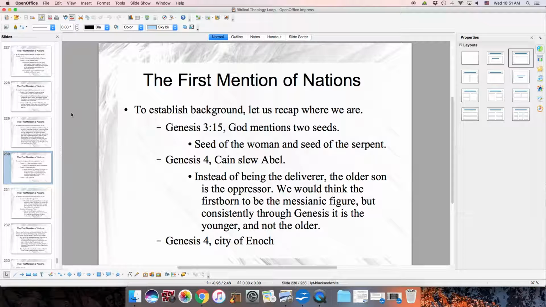And it continues even that David was not the oldest, all the way to the very king of Israel. The king is not the oldest, but the youngest. Do you see the pattern?